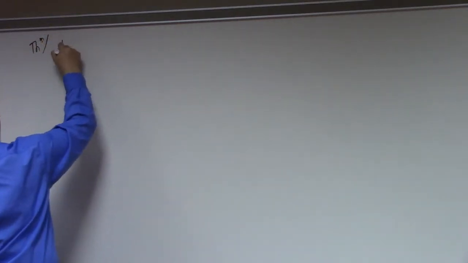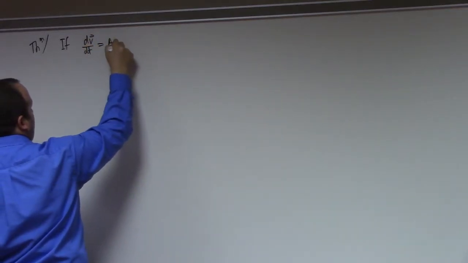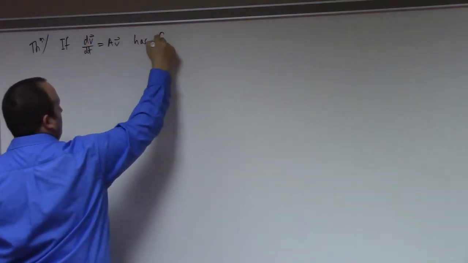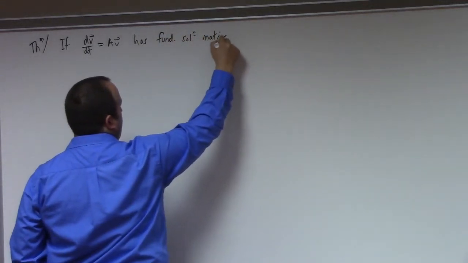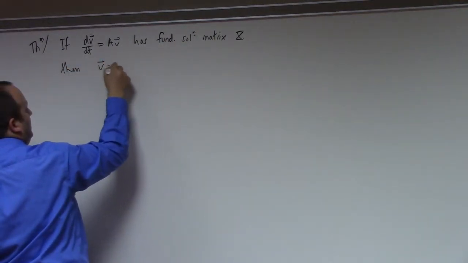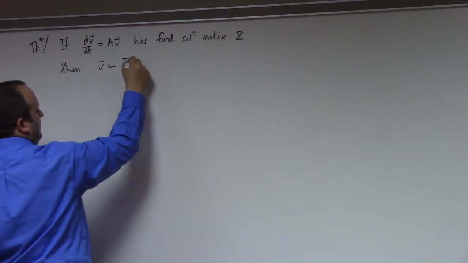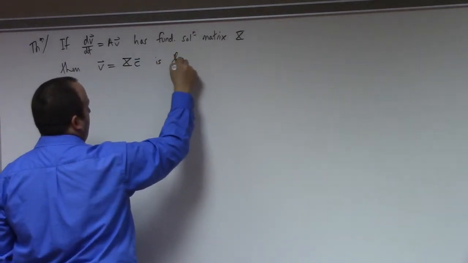Before I get to the example, I really should just remind us what our general theory is. Our theorem is basically this. If dv/dt = Av has fundamental solution matrix, say big X, then v = XC is the general solution.